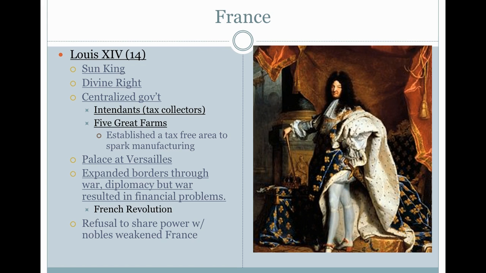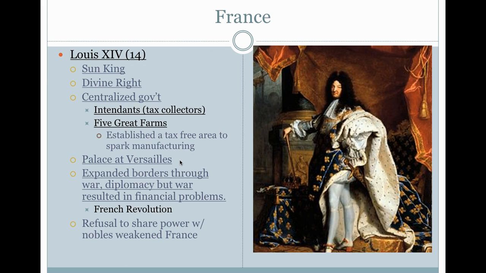He established a policy of a tax-free area. So if you lived in this five great farm area, you didn't have to pay taxes. And the idea was that the people in that area would produce and manufacture goods. Think about Jersey City, where the sales tax is a lot cheaper than where I live. That's to get people to buy and make things, right? So again, it's just an example of the government regulating the economy.